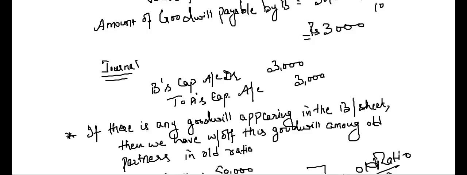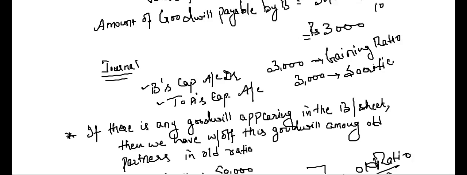So what will be the journal entry? Gaining partner to sacrificing partner. This is gaining ratio, right, and this is sacrificing ratio. In this case it is 1 by 10, 1 by 10. You will get to understand this when there are more than two partners. We'll do an example on that, right?